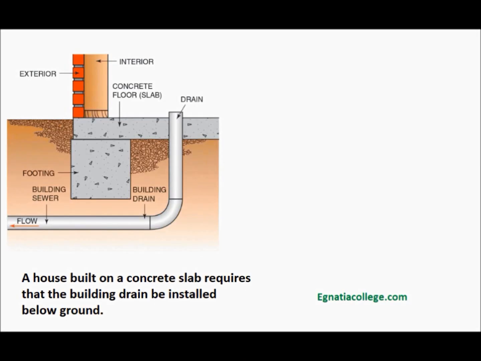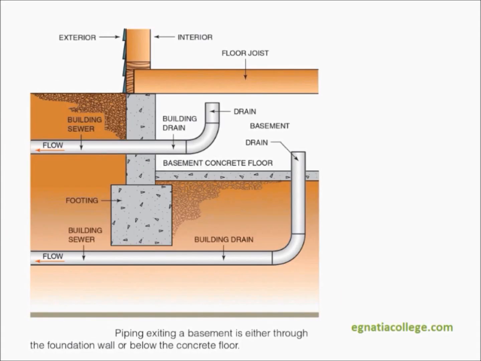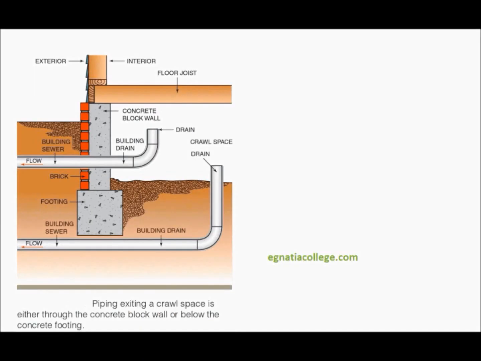Layout and installations. A house built on a concrete slab requires that the building drain be installed below ground. Piping exiting a basement is either through the foundation wall or below the concrete floor. Piping exiting a crawl space is either through the concrete block wall or below the concrete footing.